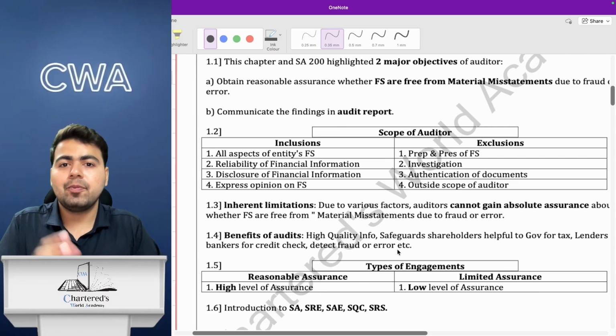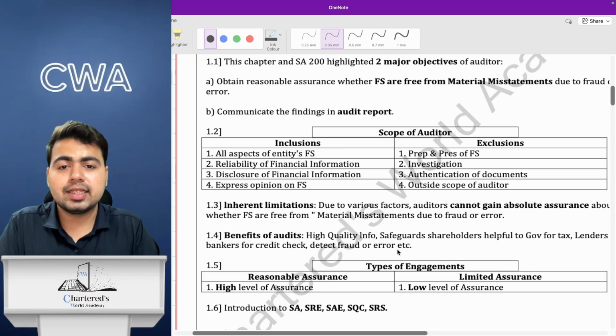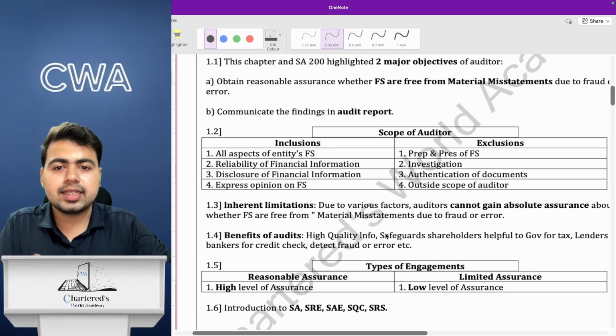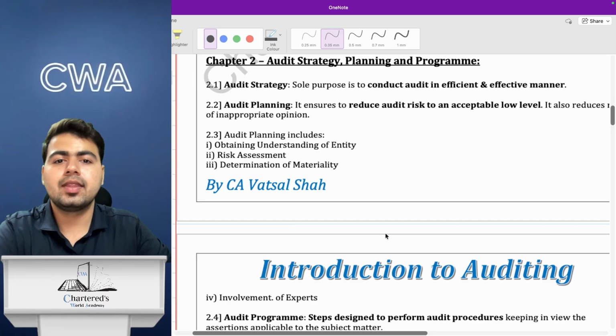क्या क्या पढ़ा हमने? Audit strategy, audit planning, and audit program. These three were covered in chapter number 2 of CA Intermediate. Let's just have a look at it. Audit strategy, audit planning, and audit program.